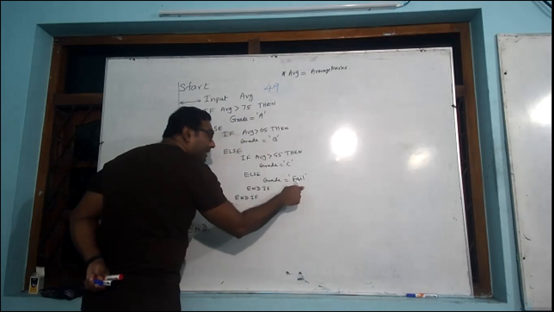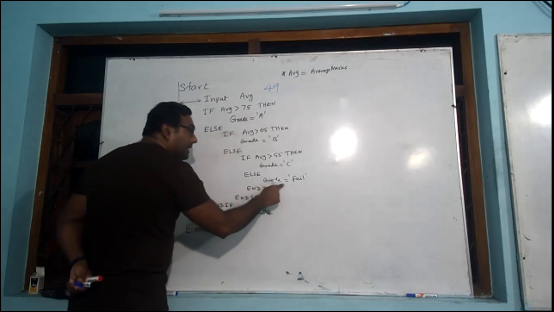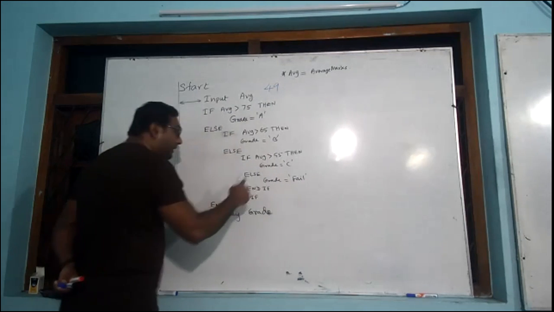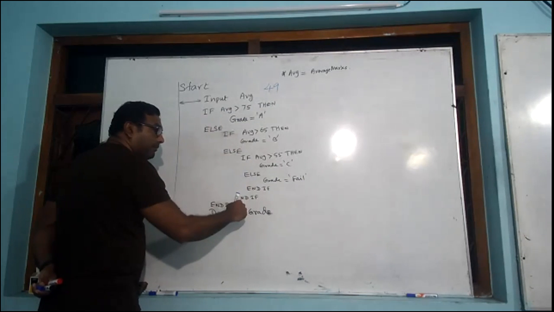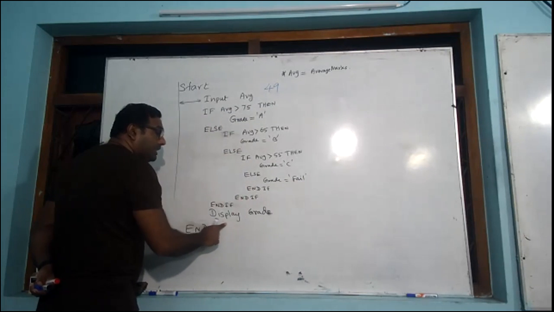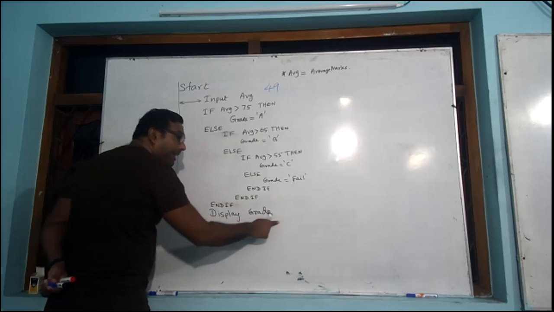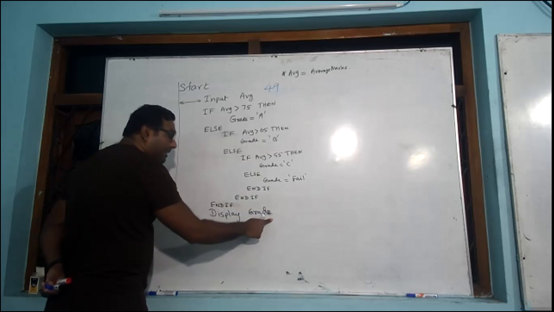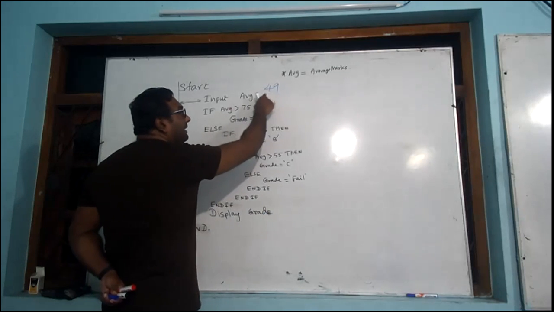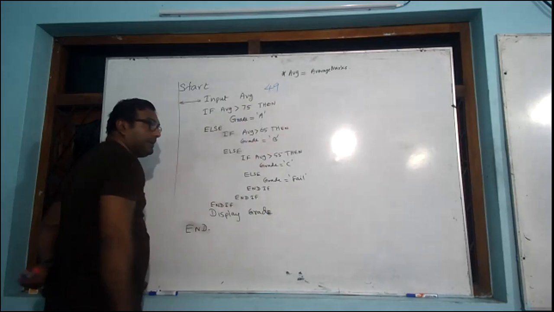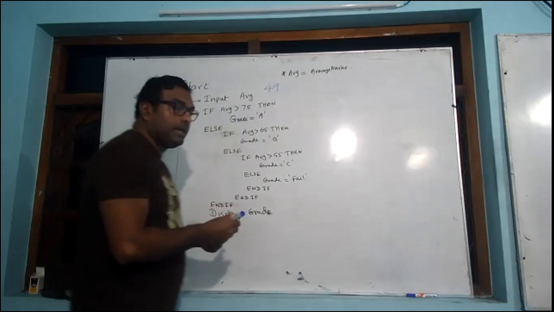Else is grade is fair. So it will take grade as fair. Then when it comes out of the end if, what will happen? They are asking to display. So it will display fair, and end the program. So check with different averages how it will be appearing, how it will be giving the output.